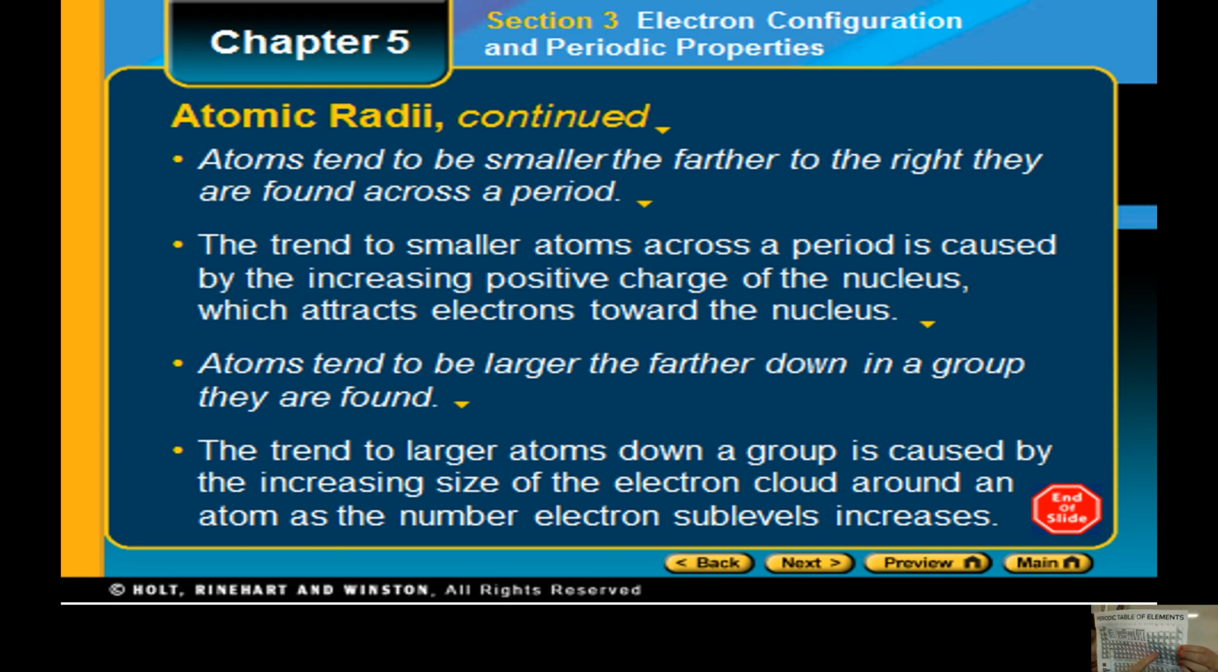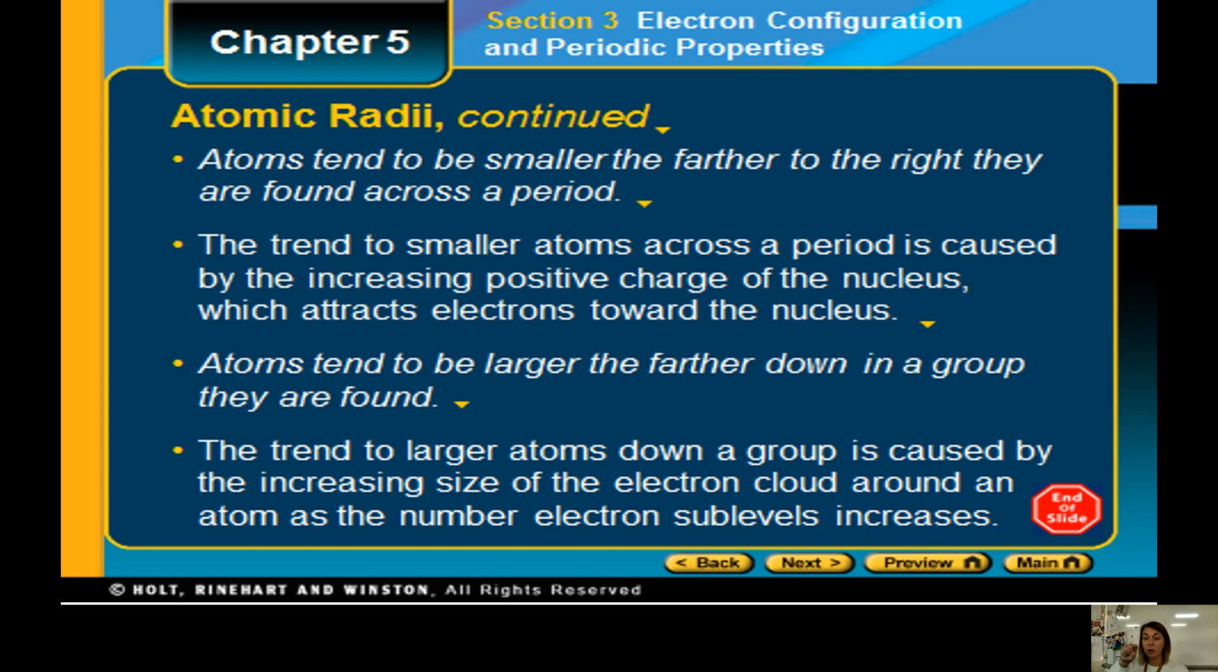All right, sorry. So as you move to the right on the periodic table, the atoms tend to get smaller, across a period. So remember, across a row. The trend to smaller atoms across a period is caused by the increasing positive charge of the nucleus. So the bigger the nucleus, the more protons. Remember, atomic number tells us our number of protons, and as we move to the right, our atomic numbers get bigger. So the more protons, the more positive charge you have attracting those electrons. That should make sense. More positive is going to attract more negative. That makes the atomic radii smaller.